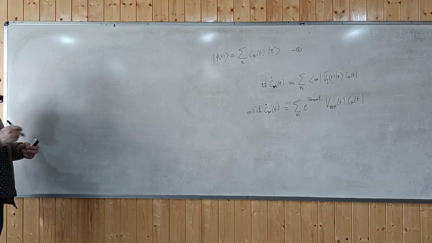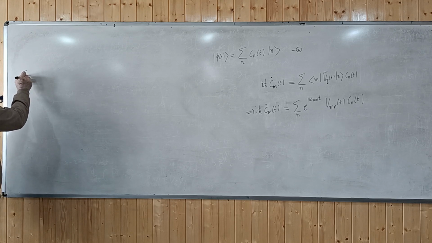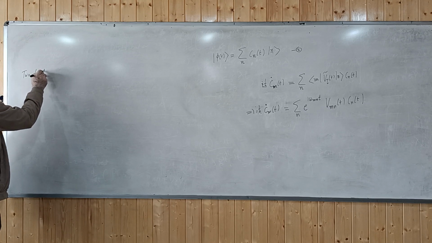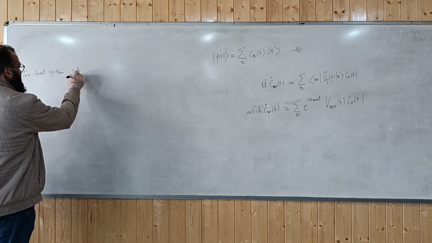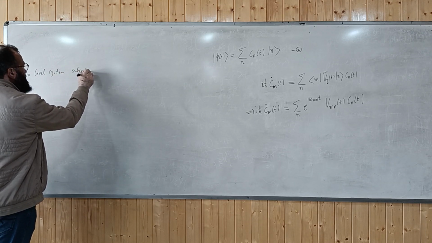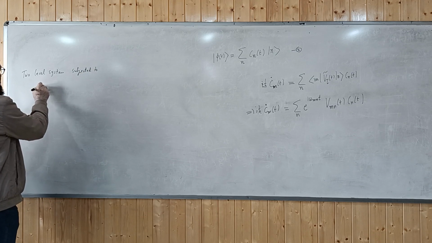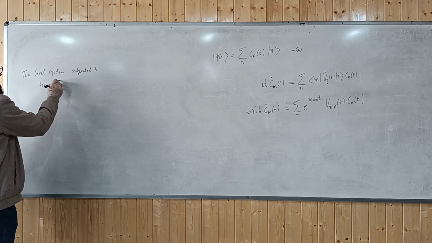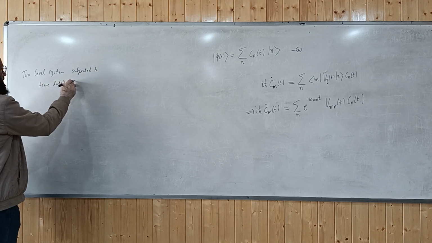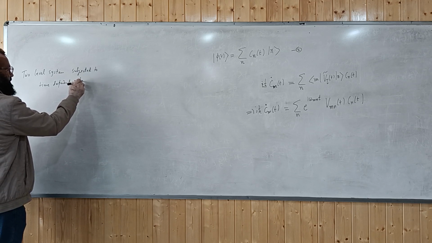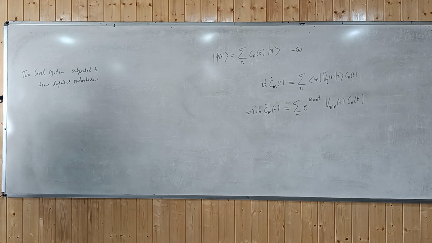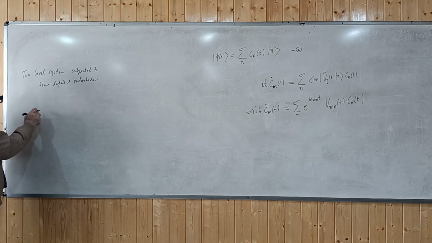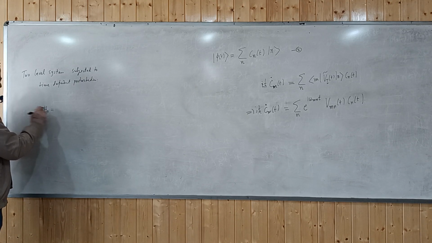So let's take the two-level system, our favorite system, subjected to a time-dependent perturbation. Okay, so let's write the Hamiltonian for our two-level system, that is H naught.